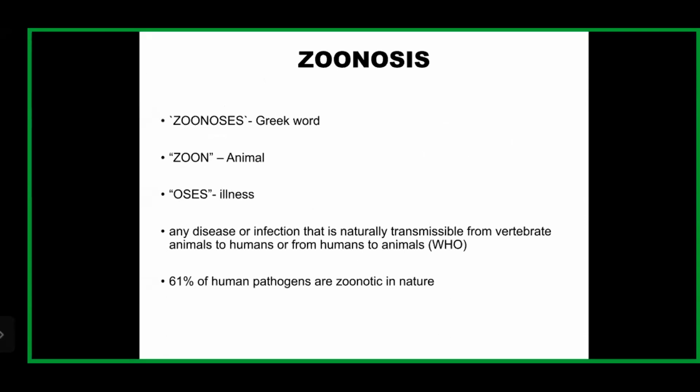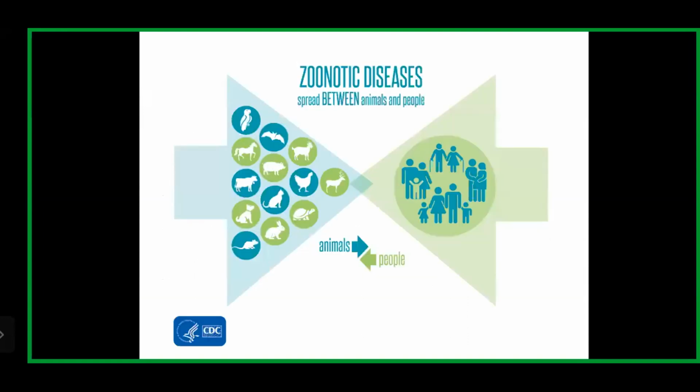So what is zoonosis? Zoonosis is a Greek word: zoon means animal and osis means illness. According to the WHO, any disease or infection that is naturally transmissible from vertebrate animals to humans or from humans to animals is termed a zoonotic infection. About 61% of human pathogens are zoonotic in nature. This image correctly depicts zoonotic disease. It can spread from humans to animals and with their interaction.